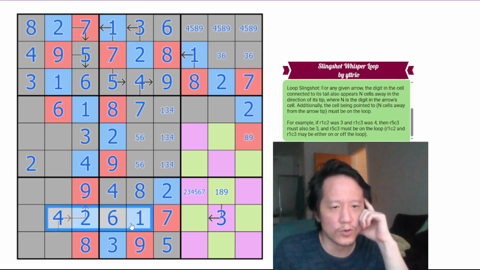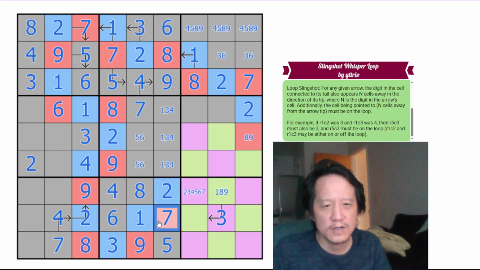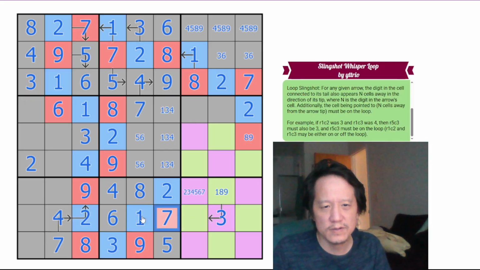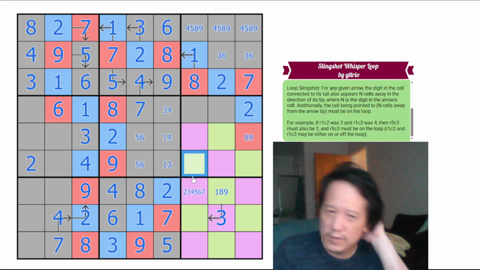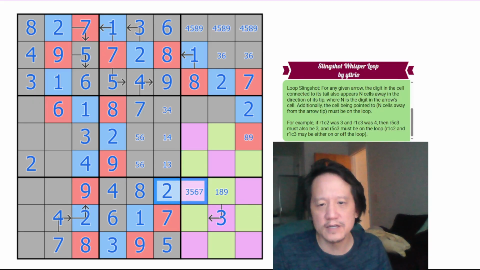This is 4 away, and it must... wait, that's 1. No, that's 7. 1, 2, 3, 4. Right, so this is 7. And that is on the loop, so that's fine. I didn't even use that, I guess. Probably could have. This can't be 1, this can't be 3, this can't be 4. This can't be 2 or 4, and actually this has to enter here.